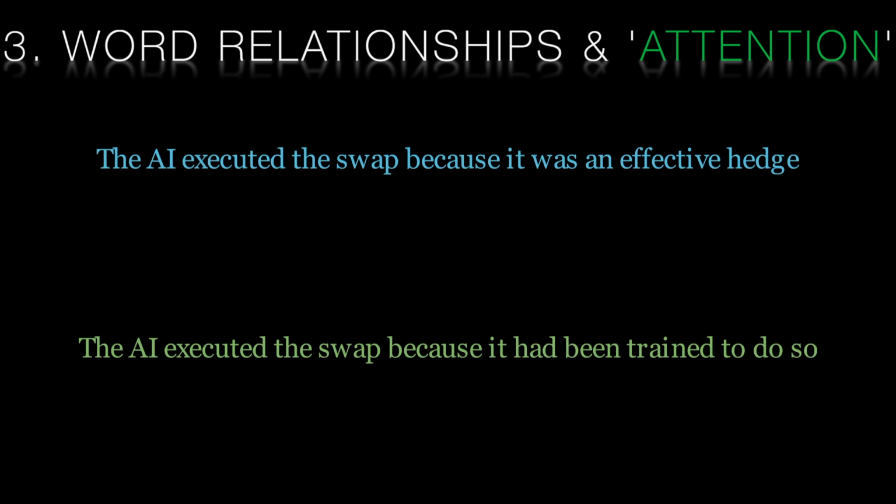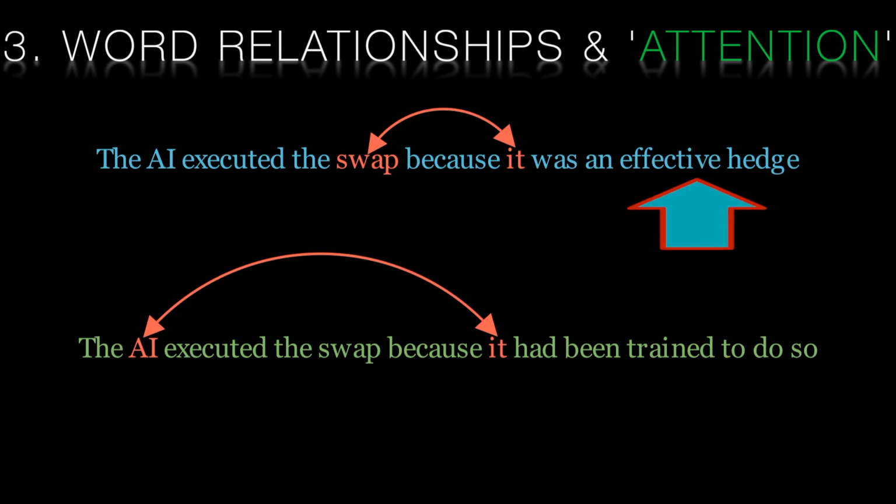Now, let's isolate the word it in both sentences. It occurs in more or less the same absolute position and in the same relative position to both key nouns, here AI and swap, in both sentences. In the first sentence, it relates to the noun swap, yet in the second, it relates to AI. Now, we've all been taught the rules of grammar. We know about subjects and objects in a sentence. We know that the point of the first sentence is the swap being an effective hedge, a swap as opposed to a bond or a future.